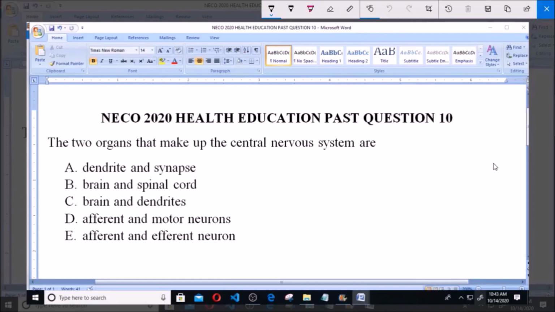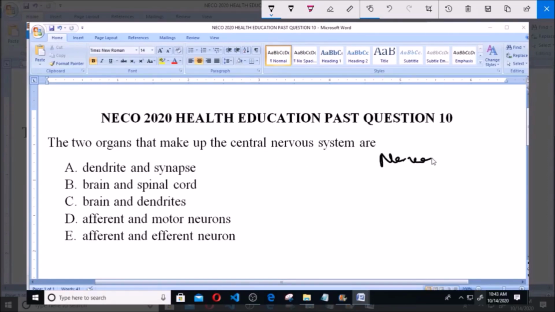I'll be answering NECO 2020 Health Education Past Question 10. The two organs that make up the central nervous system are: A. Dendrites and synapse, B. Brain and spinal cord, C. Brain and dendrites, D. Afferent and motor neurons, and E. Afferent and efferent neuron.